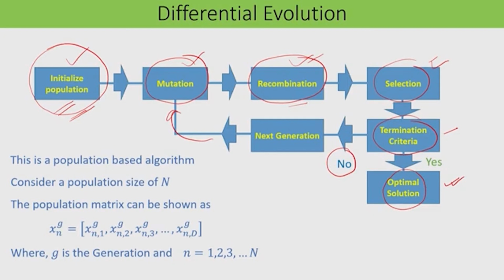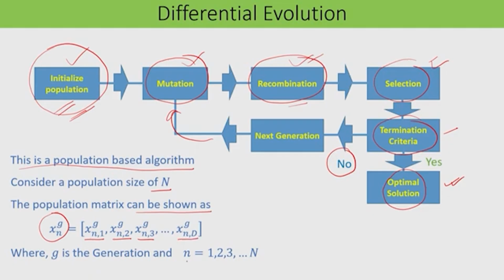As I have said, this is a population based algorithm. Let us consider the number of solutions in a population, or population size, is n. Then the population matrix can be written like this. So, x is a vector, and this vector can be defined as something like this. This is variable 1, this is variable 2, this is variable 3, and this is variable d.